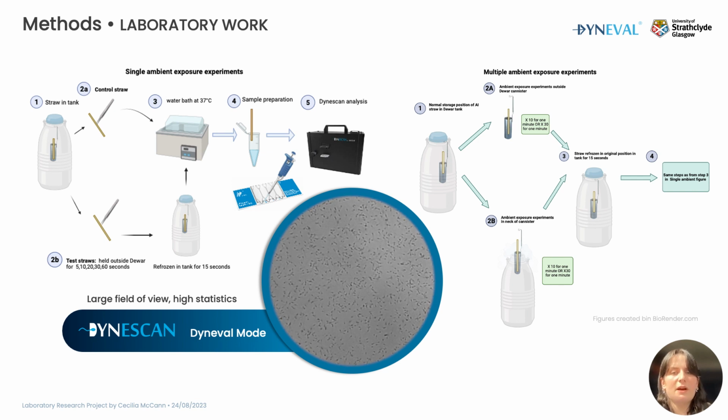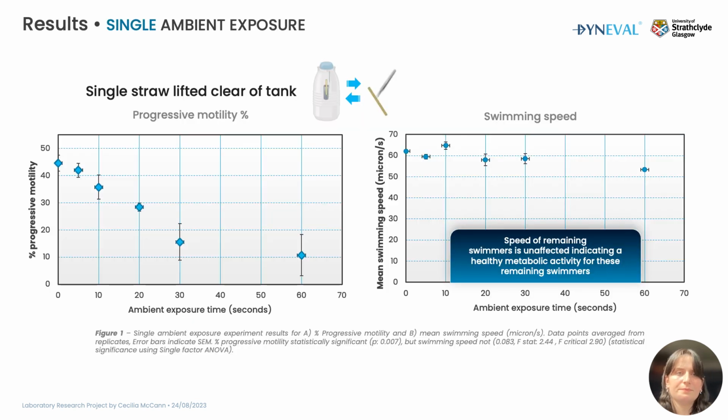Then to compare this with another poor handling practice, which is holding the straw in the neck of the canister because elevated temperatures are still present here, the straw was held within the goblet, which was raised within the canister again for 10 or 30 cycles, refrozen in between each cycle. All of these test straws then followed from step 3 for the single ambient exposures, where they're thawed, prepared, and then inserted into the Dynascan for analysis.